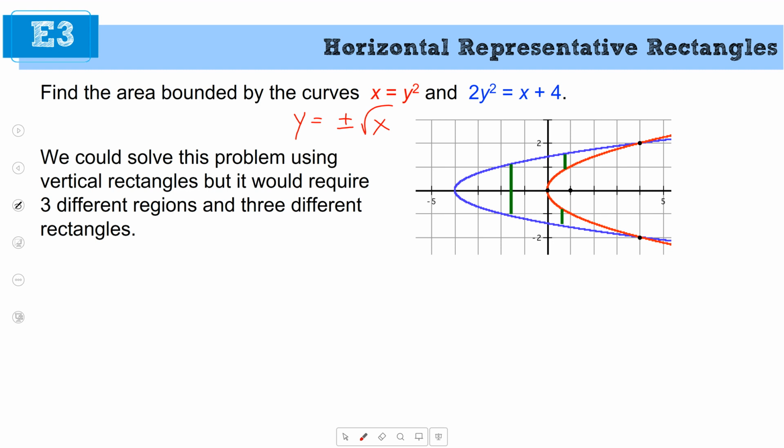Same thing is true over here. If I solve that for y, I end up with y is equal to plus or minus the square root of x over 2 plus 2. Lovely. The positive part is the top part of the blue curve. The bottom part is the negative part of the curve. And then I've got to set up 3 different integrals. Is it doable? Yes. Is it ugly? You bet it is. So I would suggest that that's not the way to go.